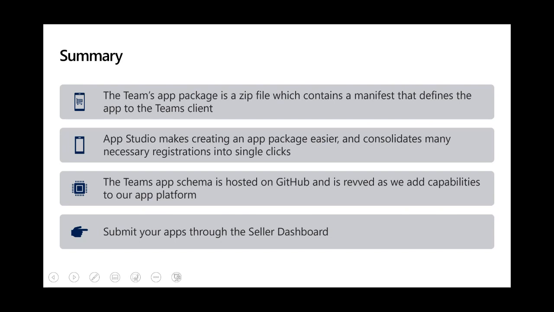The app schema is hosted in GitHub. So if you want to know more detail about a particular attribute, you can always head on to the GitHub and see the revisions that we make for each and every version. And the last is to submit your app. We should have mentioned Partner Center. It's Partner Center now, where you can have your Office Developer Program account and you submit your app through the process.